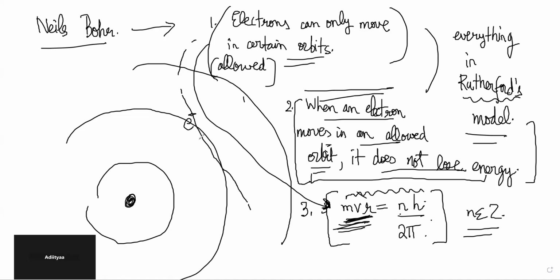I'm just wondering how this mvr came. Like, why is it an integral multiple of h by 2 pi? Oh no, that you can't understand. So you cannot wonder about that so much. You can't understand it from anything in classical mechanics. The only way to understand it is via quantum mechanics, which right now you don't know. Nothing in the mechanics or physics that you have learned so far can prepare you for this.